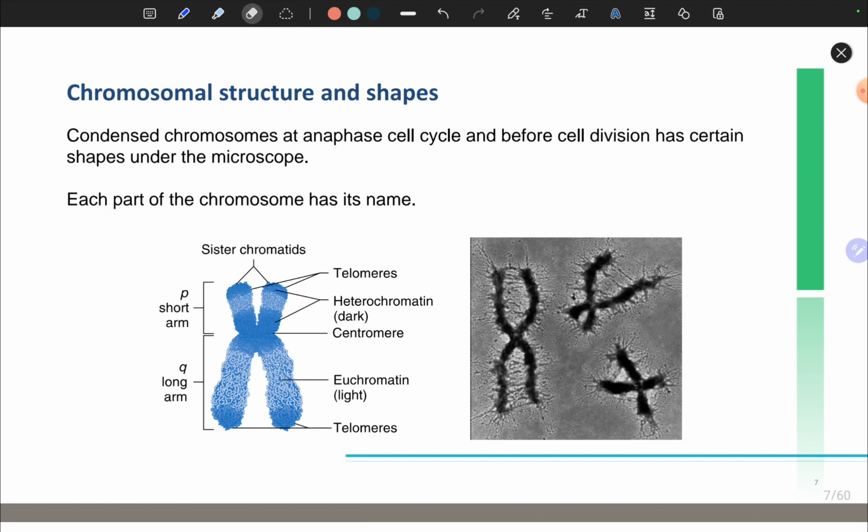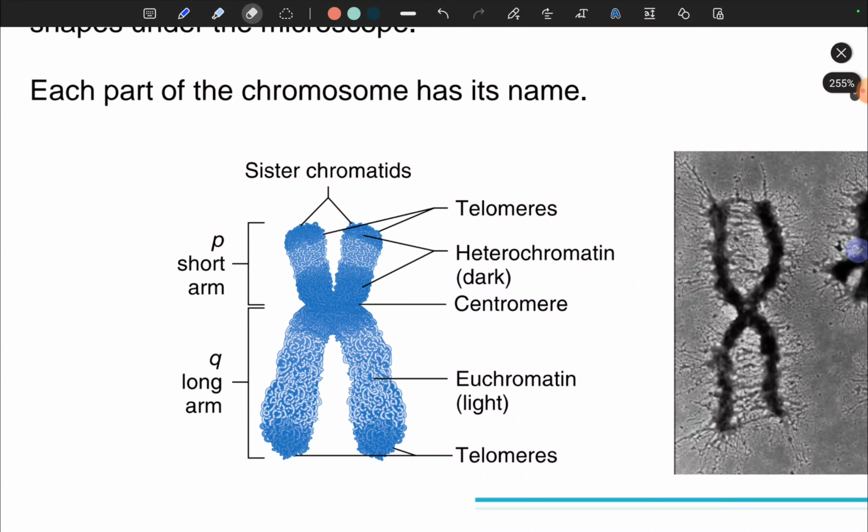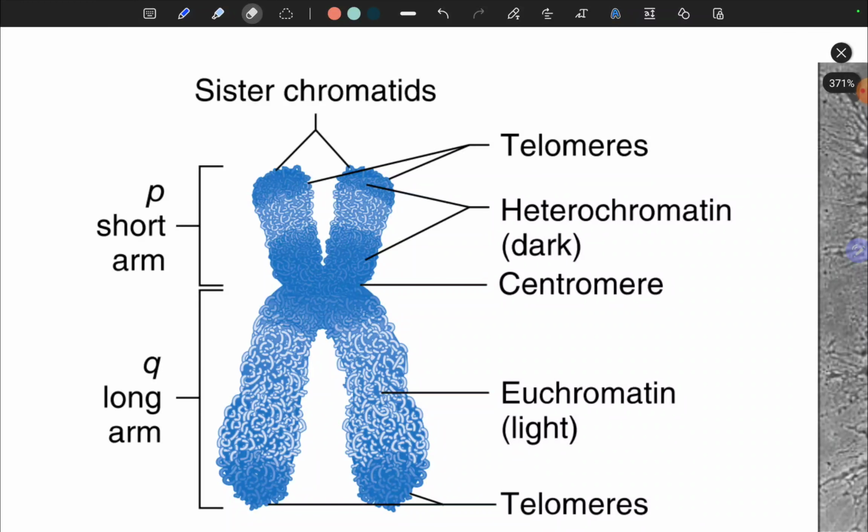If you come to the names, the upper part or the end of the chromosome, we call it the telomeres. While the center part, we call it the centromere. Each of them has different functions, which later in molecular medicine you will study.